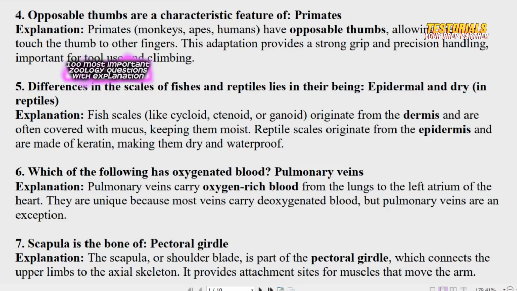5. Differences in the scales of fishes and reptiles lie in their being epidermal and dry in reptiles. Explanation. Fish scales, like cycloid, ctenoid, or ganoid, originate from the dermis and are often covered with mucus, keeping them moist. Reptile scales originate from the epidermis and are made of keratin, making them dry and waterproof.